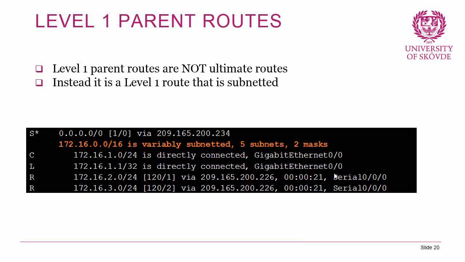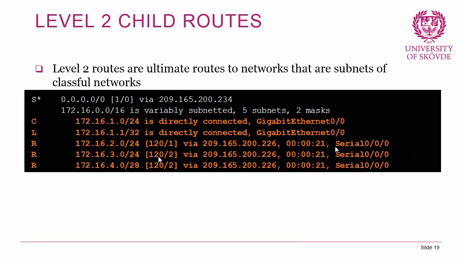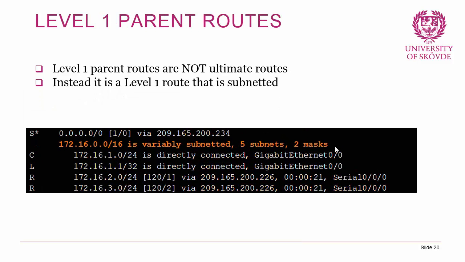Finally, we have the level 1 parent routes, and level 1 parent routes are not ultimate routes. As you see in the output here, 172.16.0.0/16 is a level 1 parent route, and that is because it does not have a next hop IP address or exit interface. Instead, it's a level 1 route that is subnetted. In that way, whenever you have level 2 child routes, you will also have level 1 parent routes.